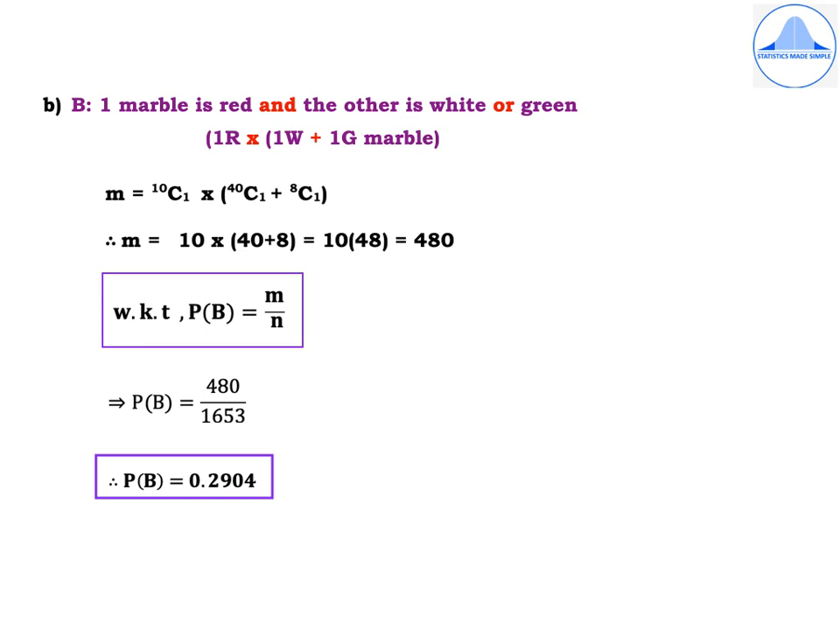Then write, we know that P of B is M by N, which implies P of B is 480 by 1653. Therefore, P of B is 0.2904.